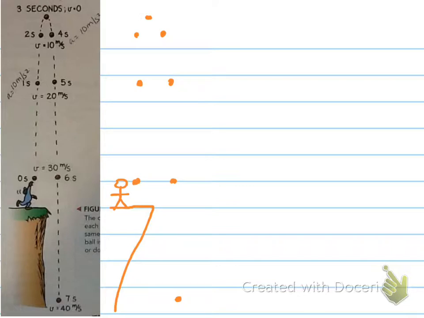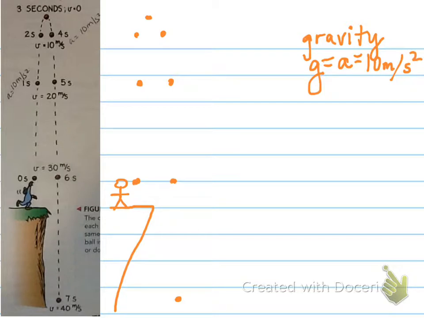Okay, so let's talk about what's acting on this. First off, the only force that we're going to talk about is gravity. And remember, gravity is g, which is an acceleration, and it's 10 meters per second squared, and it's downward. So it's going to be important we keep that in mind as we look at this.